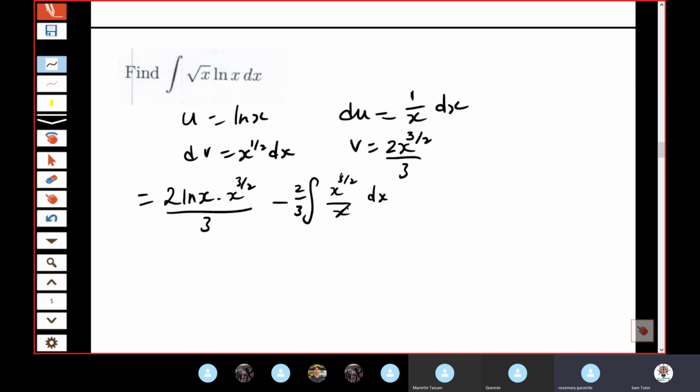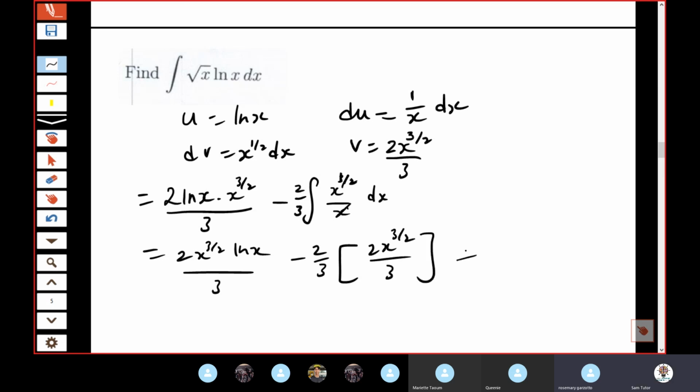Yeah, right? And like I said, if you guys start to get used to it, you'll know it becomes this thing. Give or take, but it becomes this thing. So that becomes 2 x to the 3 on 2 log x on 3 minus 2 on 3. And then what's the integral of x to the half? 2x, blah, blah, blah. 3 on 2 on 3.